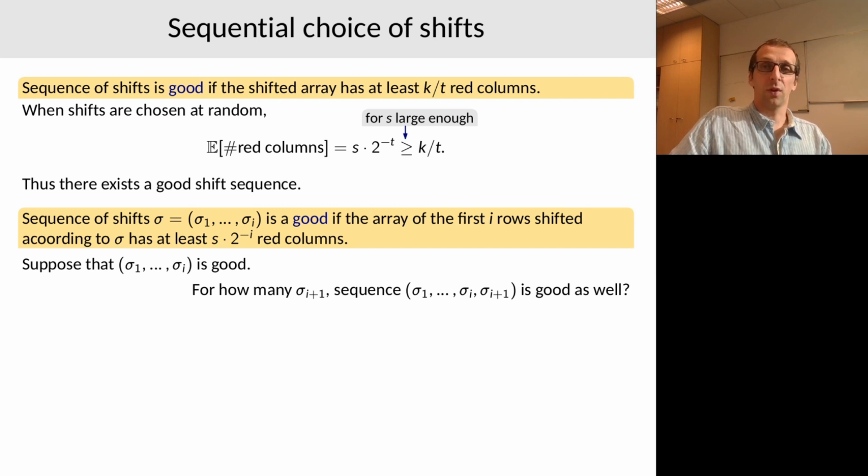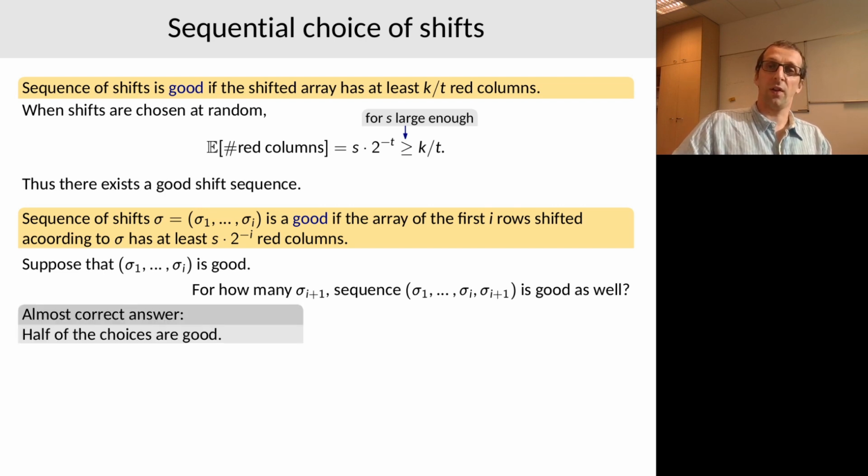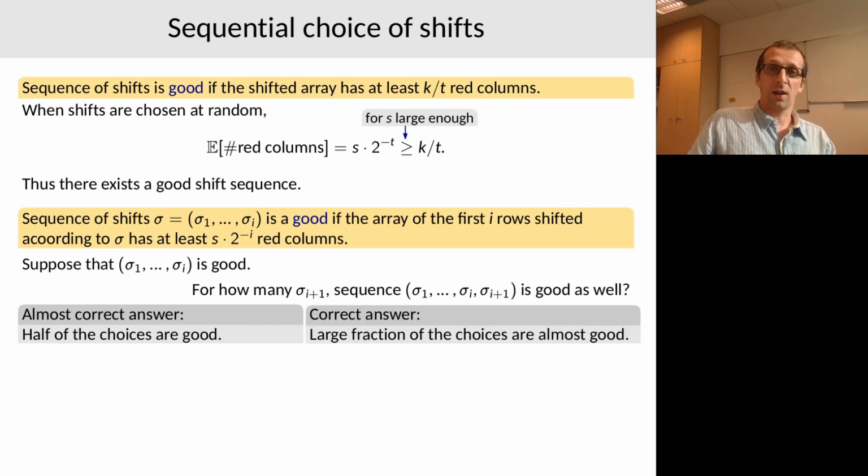Now we can consider the following question. Suppose that we have a sequence of length i that is good so far, and we ask in how many ways we can extend it by one value in such a way that the extended sequence is good as well. It is tempting to answer that half of the choices are good, and that would be true for many colorings, but it's not true in general. So, a more appropriate answer would be that a large fraction of the choices are almost good.